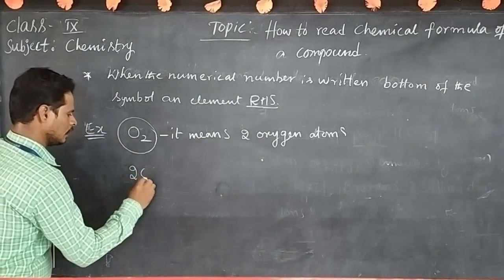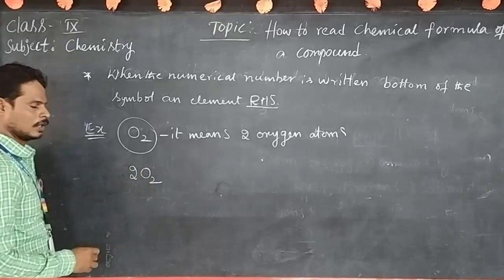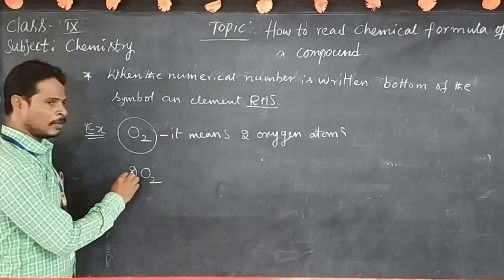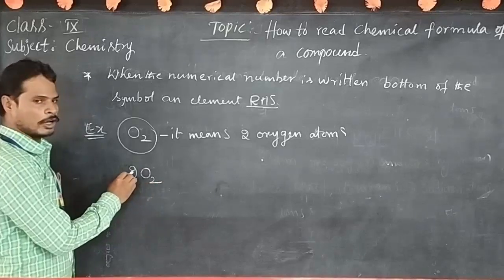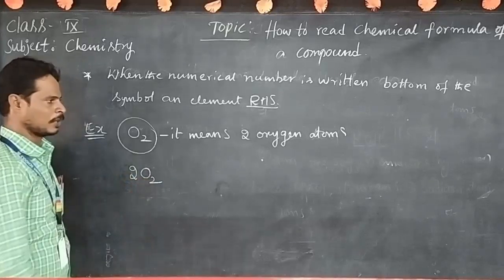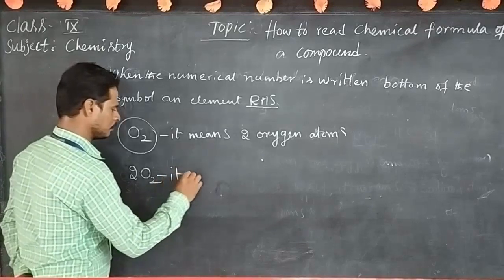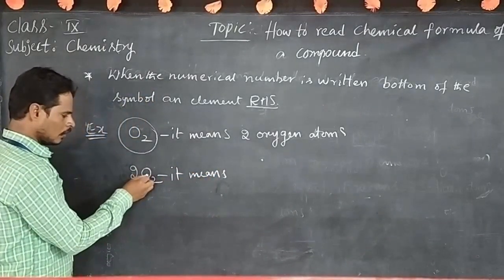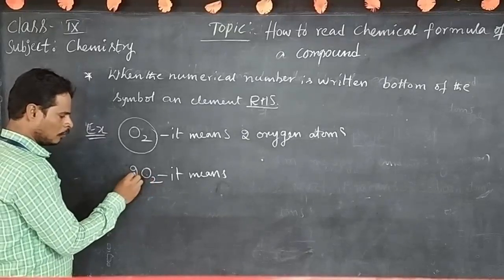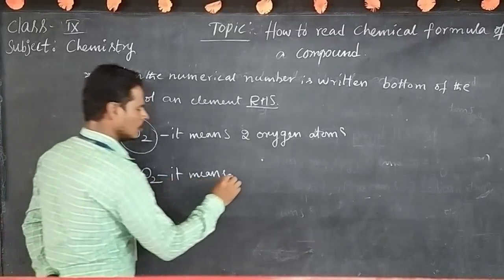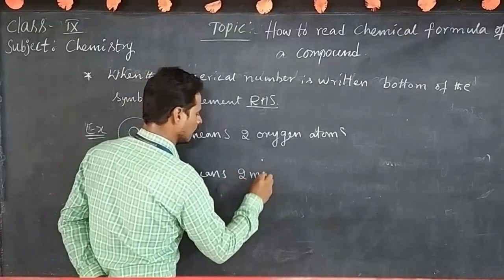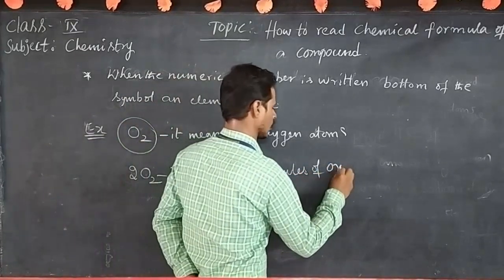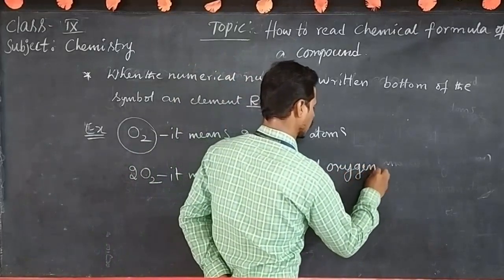Next, we should write this line. Here both numbers are there. Prefix number, suffix number. This is called the coefficient number. This is called the subscript number. It means here one molecule. In front of the oxygen molecule, how much number is there? 2. That's why it means 2 molecules of oxygen.